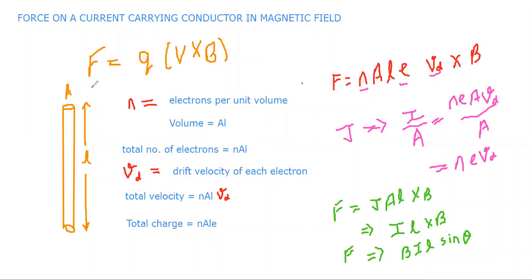And if there is a conductor which has current I flowing through it and it is placed in a magnetic field, then the force acting on that conductor is equal to BIL sin theta, where B is the magnitude of the magnetic field, I is the current flowing through the conductor, L is the length of the conductor, and theta is the angle between the length element and the magnetic field. So this is an important topic. I hope you have understood this.